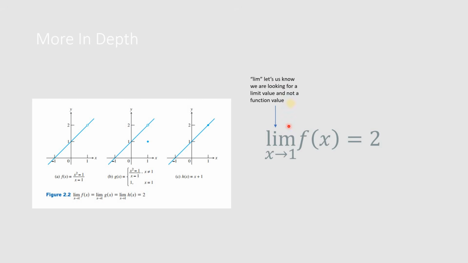So first of all, if we see this right here, lim lets us know that we are looking for a limit value and not a function value. Okay, so let me repeat that. Lim lets us know we are looking for a limit value and not a function value. So in all three cases here, we're looking for the limit as x goes to 1 of each of these three functions, which happens to be y equals 2 for all three of them.